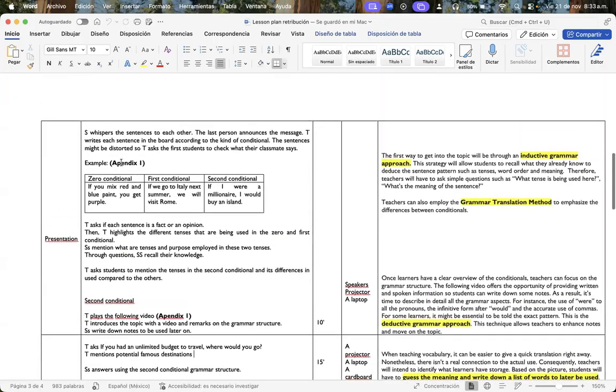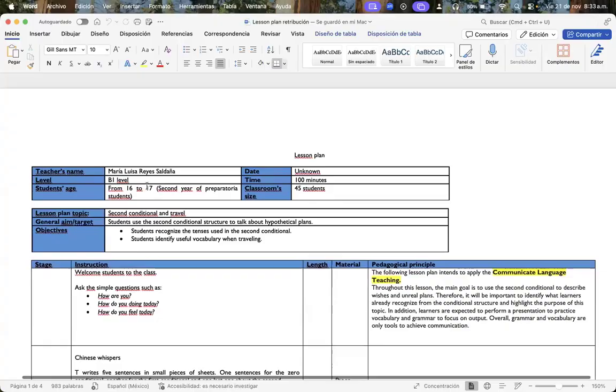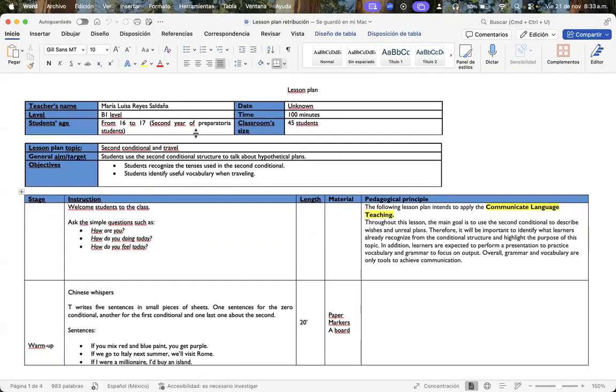And I think that's basically it. So just as a piece of advice, definitely when you start planning, you have to first of all define the topic when it's about grammar.